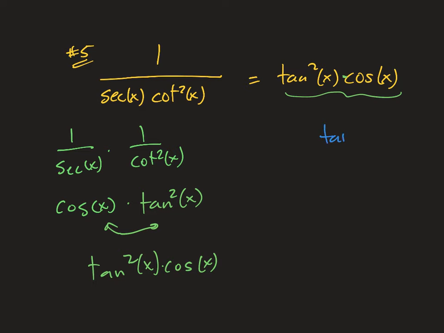So if you see something like tangent squared x or cosine x, those mean tangent squared of x and cosine of x. Okay, so I made it to the expression we wanted. I don't want to make this video go too long, so let's just go on to number 6.